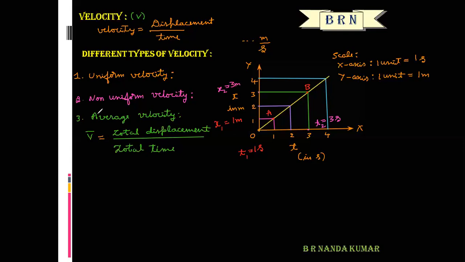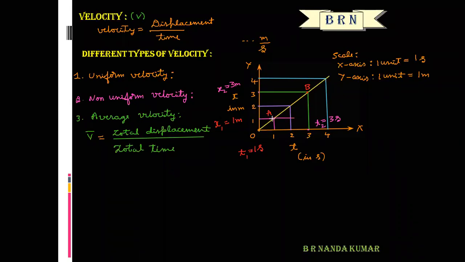Okay, so here we have to calculate the average velocity. The average velocity is total displacement divided by total time taken. So here the particle is traveling from point A to point B. So the initial displacement of the particle is 1 meter, initial time is 1 second, the final displacement of the particle is 3 meter, and the final time, that is 3 seconds. So actually here we have to calculate the slope of this graph.